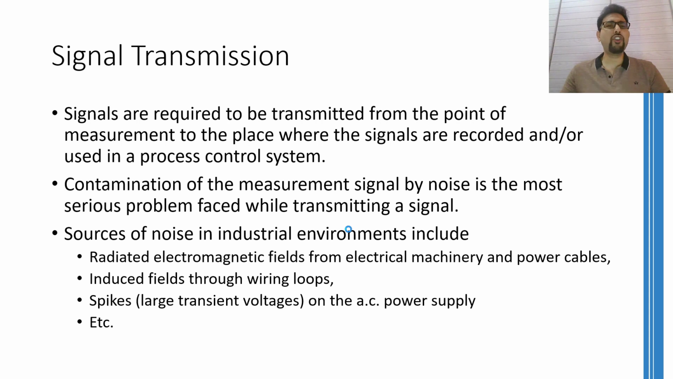If I specifically talk about industrial environments, then a signal moving in various signal wires is prone to induction of errors from sources like magnetic fields coming from large electrical machinery and power cables, fields induced because of wiring loops, a large voltage transient that may affect the whole electronic circuitry whenever large AC power supply turns on or off, or there might be many other sources which we have touched in previous lectures as well.